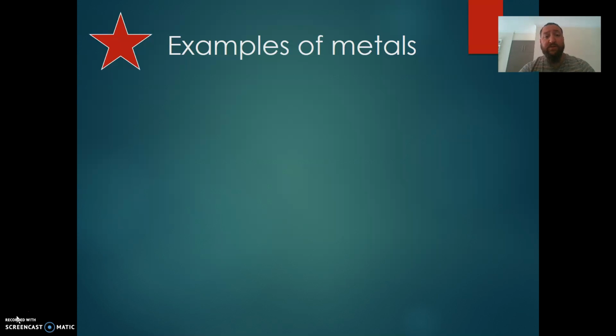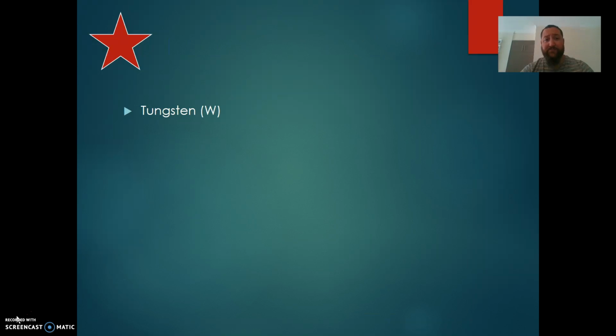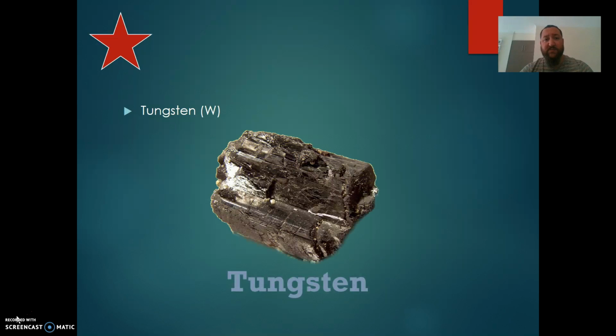So, some metal examples. One of the ones we've looked at previously is copper. Now, copper is quite distinctive because of its colour. It's also a very good conductor of both heat and electricity. Tungsten. Tungsten has the highest melting point of all of the elements, which makes it useful for us in things like light bulbs where we want it to get very hot but stay a solid.